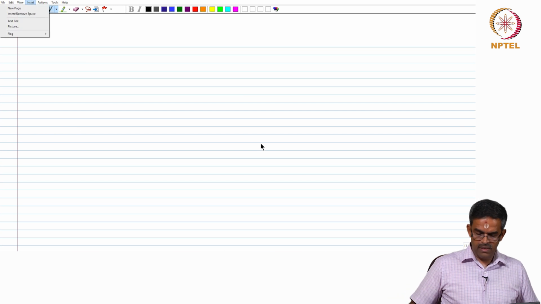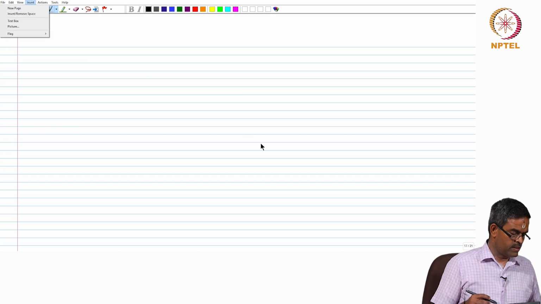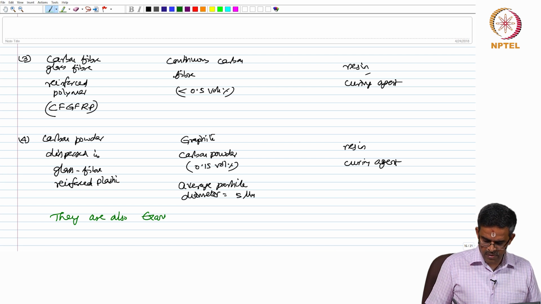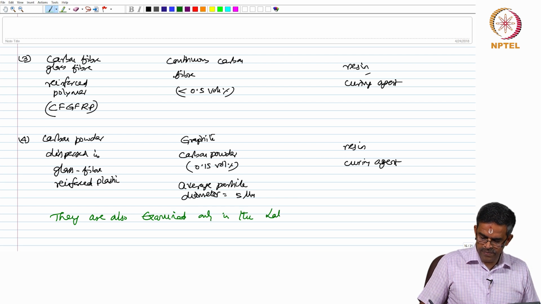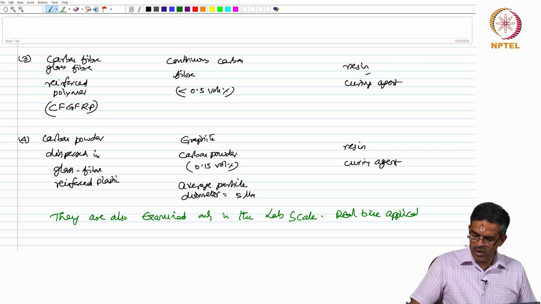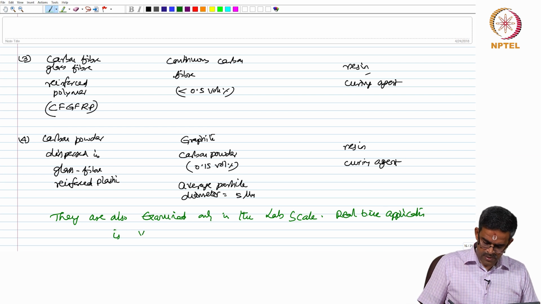So, friends, these are different kinds of composites which act as self monitoring sensors, but more interestingly they are all examined only at lab scale. A real time application is yet to happen in sense of its large surface areas.